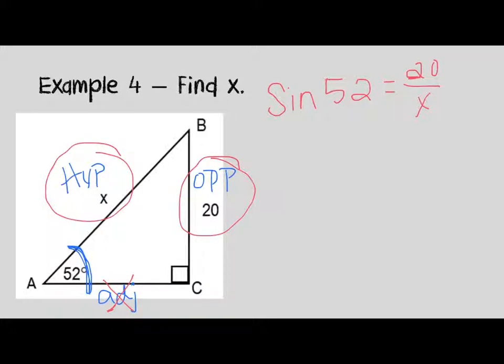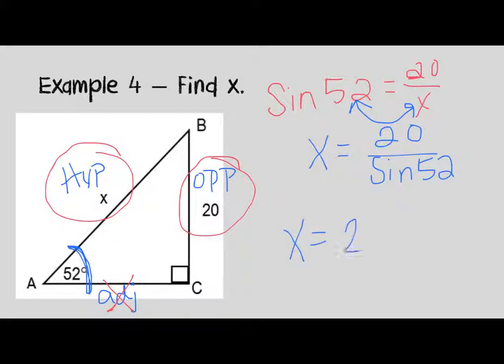This is the same situation we had earlier where x is on the bottom. So all you have to do is switch these two. So x is equal to 20 divided by the sine of 52. If you type that in your calculator, 20 divided by the sine of 52, you get x equals 25.380.